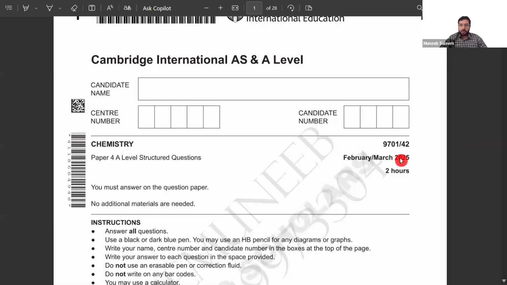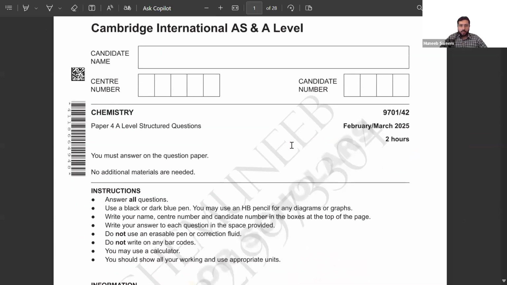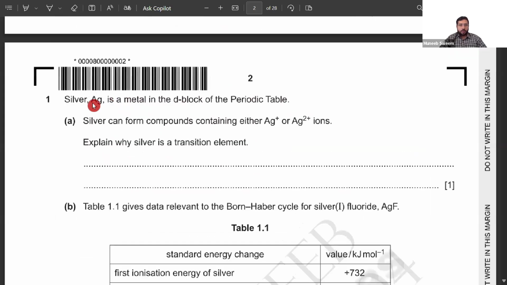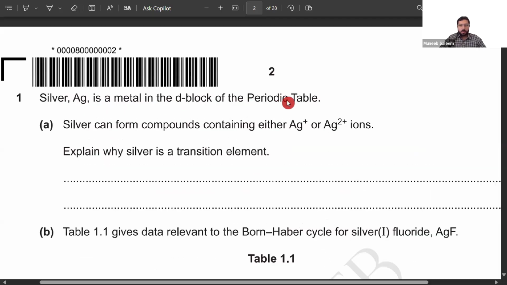Feb March 2025, paper 4-2 of A2 chemistry. So starting from question number 1, part A. Silver is a metal in the D block of the periodic table. Silver can form compounds containing either Ag+ or Ag2+ ions. Explain why silver is a transition element.